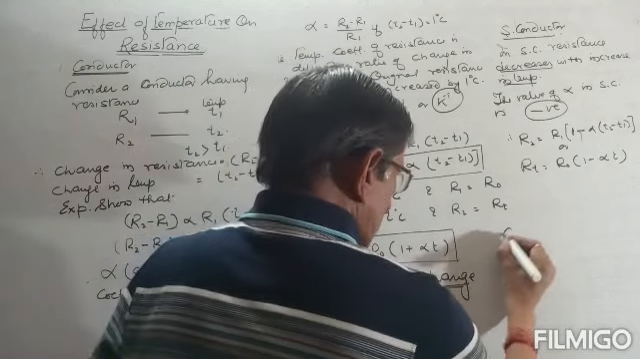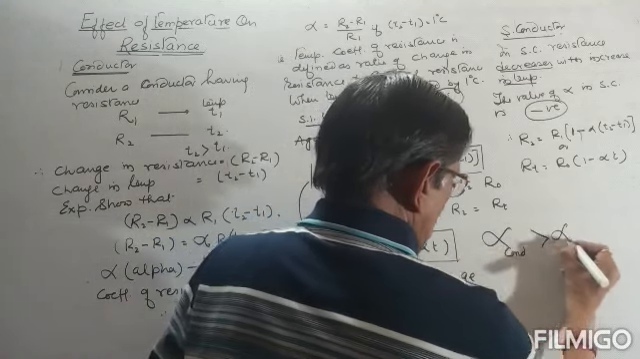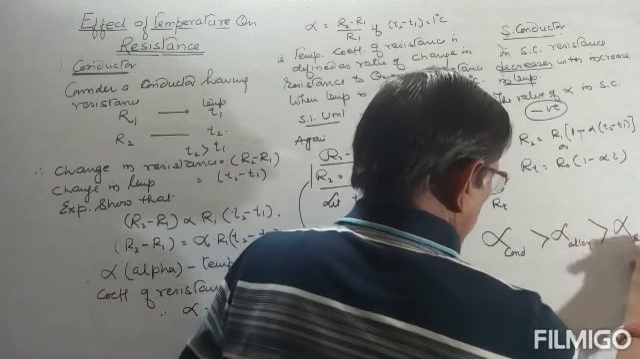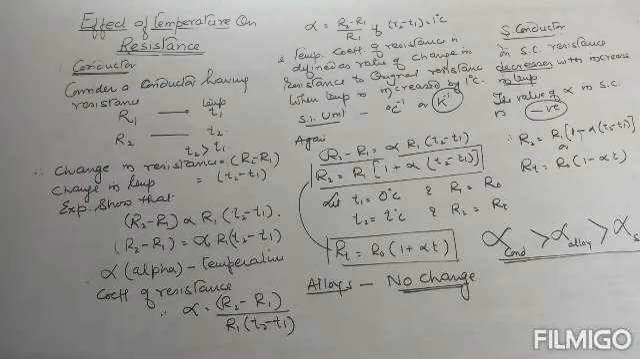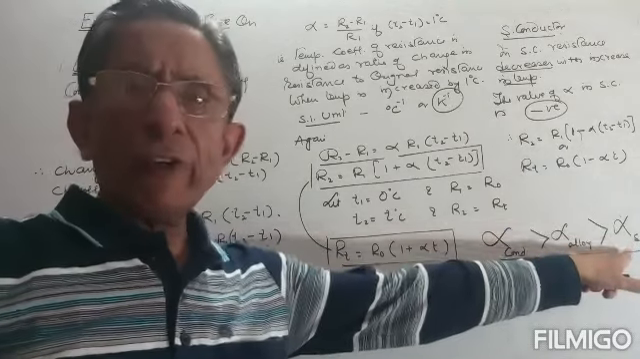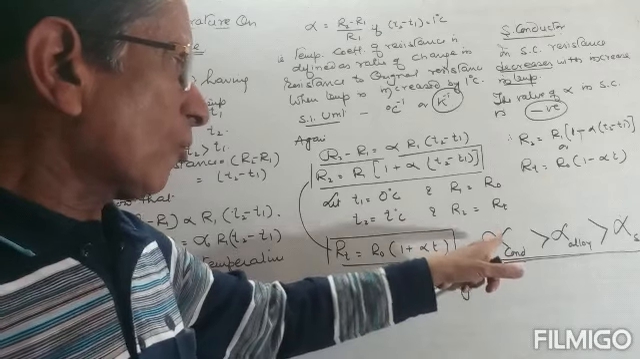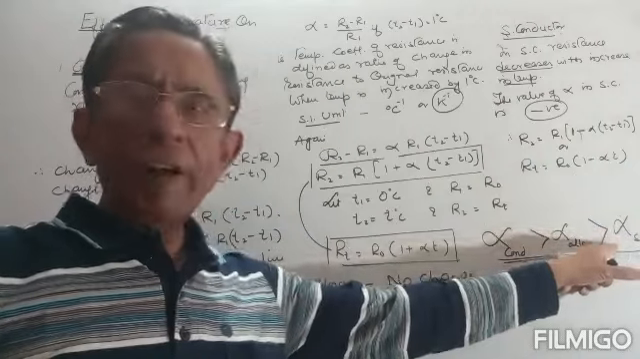So remember very well that alpha for conductor is greater than alpha for alloy, which is greater than alpha for semiconductor. The value of alpha is maximum for conductors, then alloy, and minimum for semiconductors. So temperature coefficient of resistance is maximum for conductor and minimum for semiconductor.